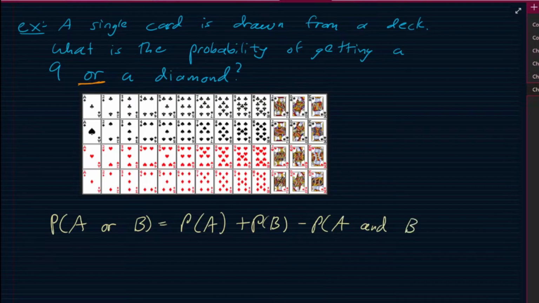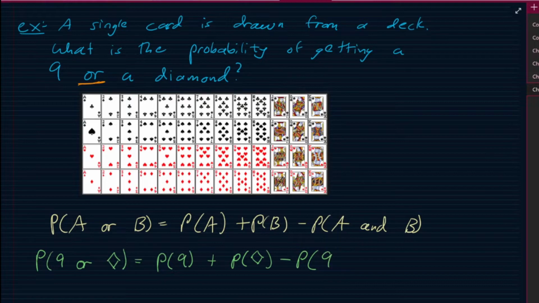So let's just translate it accordingly for this problem. What are we looking for here? Probability of getting a 9 or a diamond. That's kind of our event A and our event B. And so what's this going to be according to the formula? It's the probability of getting a 9 plus the probability of getting a diamond minus the probability of getting a 9 and a diamond at the same time. And then we evaluate these individually, add them up to get our answer of getting the probability of getting a 9 or a diamond.